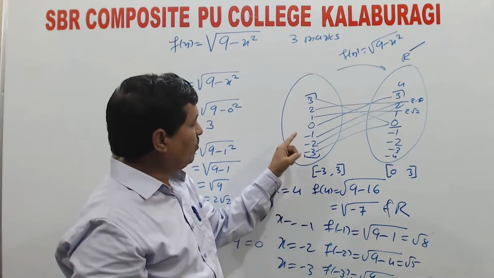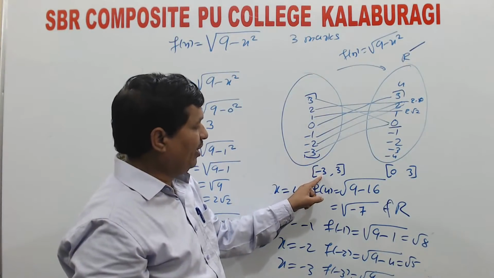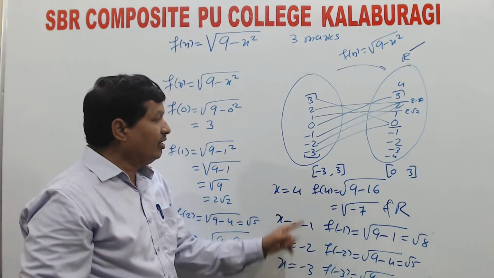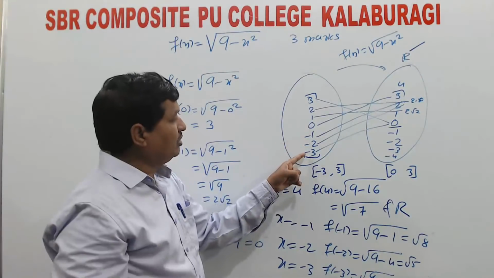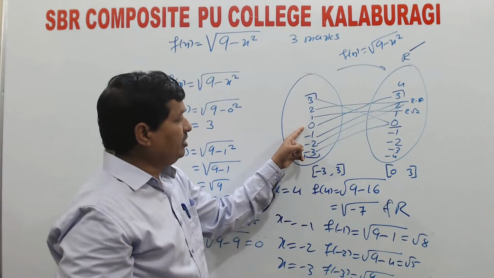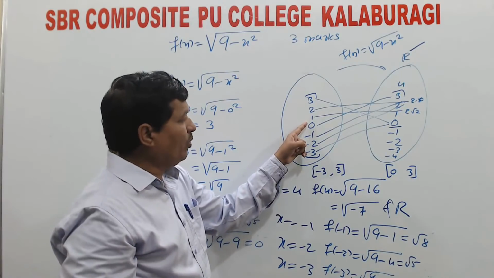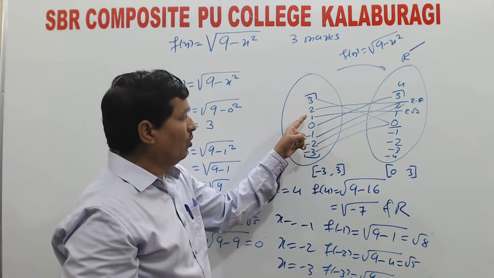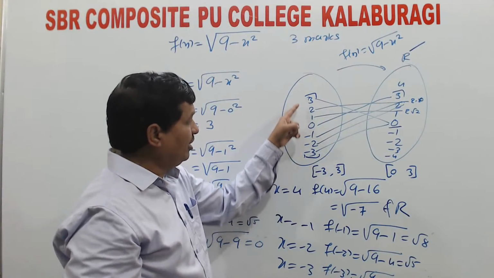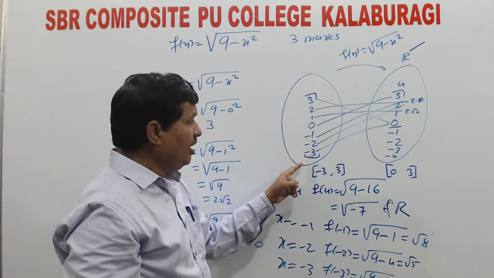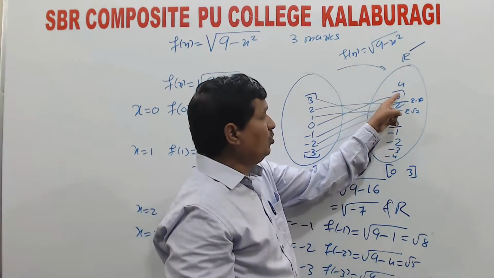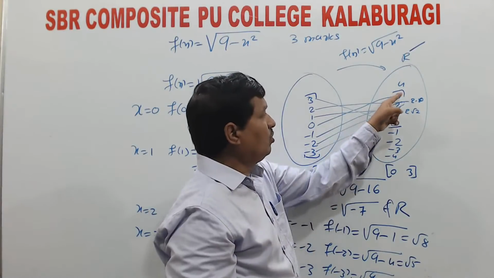You have to take not only -1, -2, -3, which some of the students write. You can take all real numbers. How many real numbers are there between -3 to +3? Not only integers. See, 0, 0.1, 0.2, 0.3, 0.4, 1, 1.1. All the real numbers from -3 to 3 have images that belong to 0 to 3. They are related with 0 to 3 only.